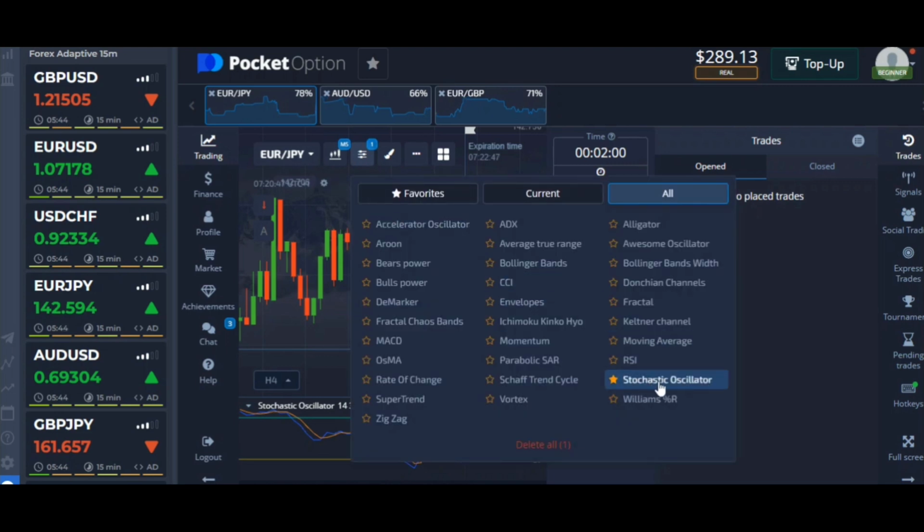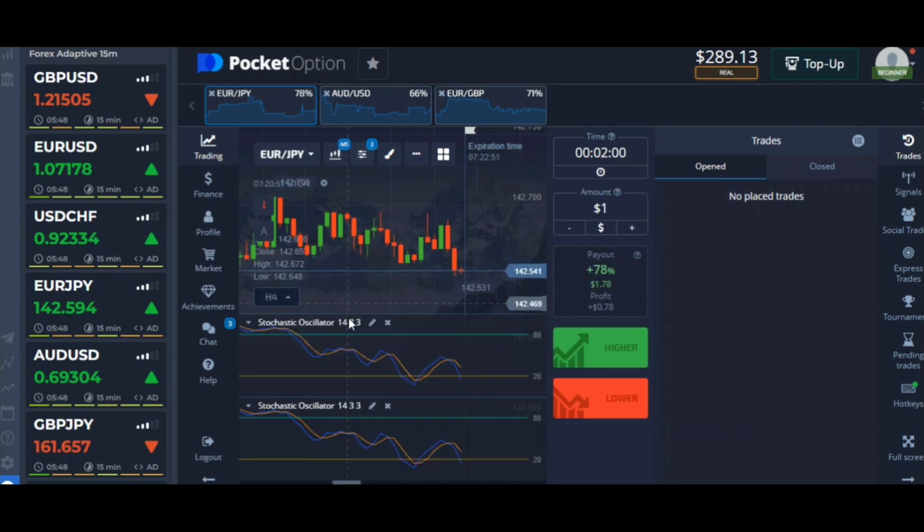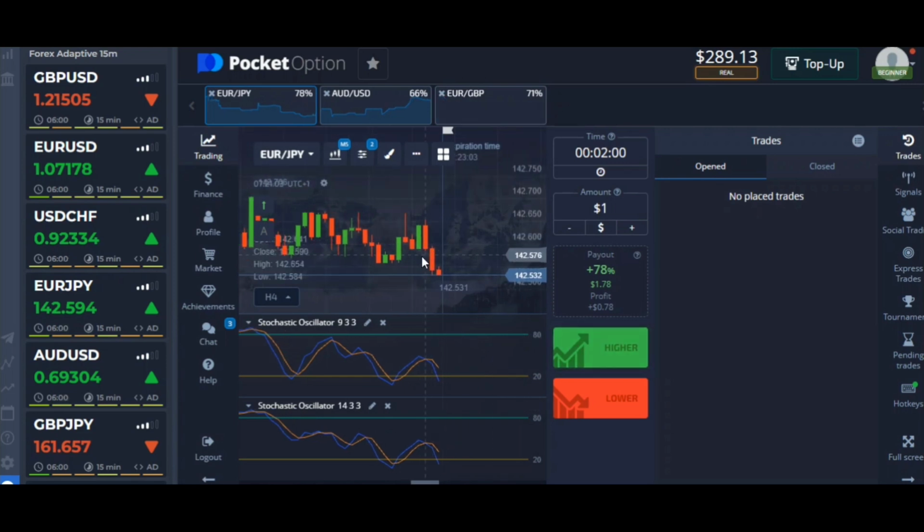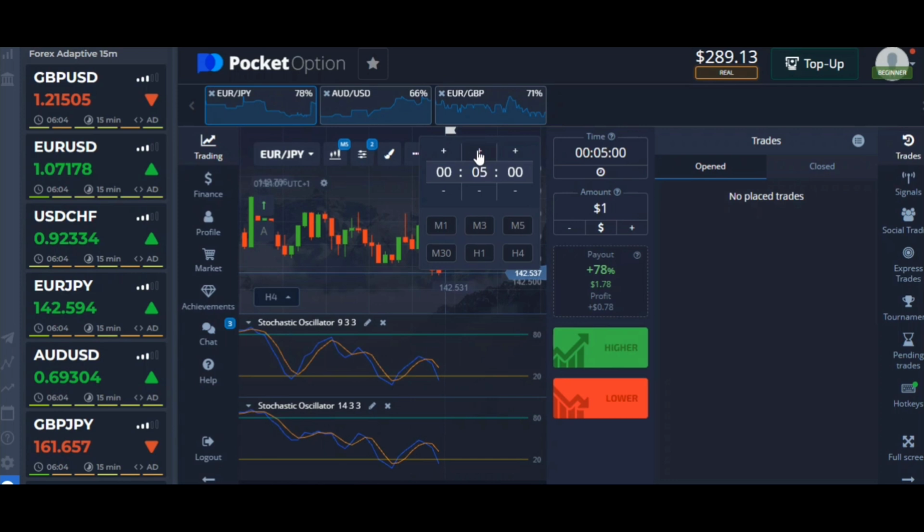A fast stochastic with 9 periods suggests momentum in the direction of the trend for the next 3 or 5 candles. You can open options after confirming the binary options signal from VFX Alert Service. After installing the indicators on the binary options chart, we see examples of signals.